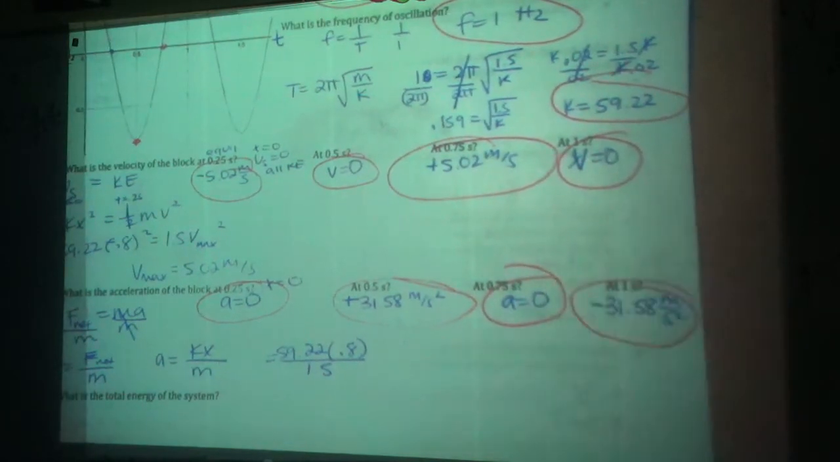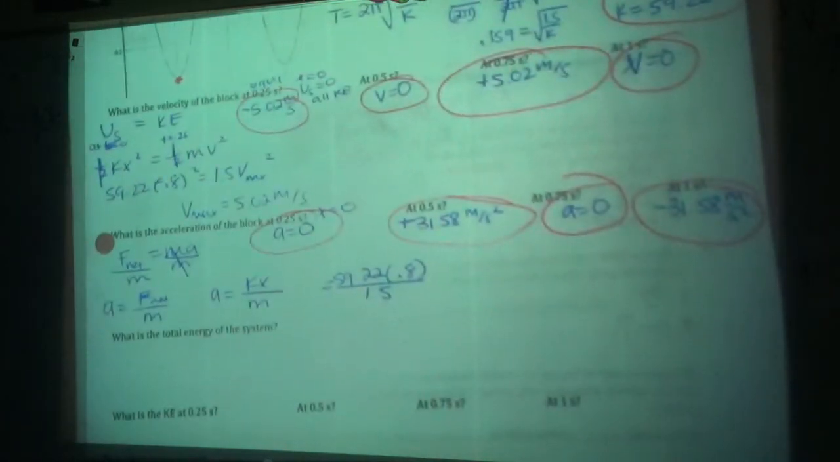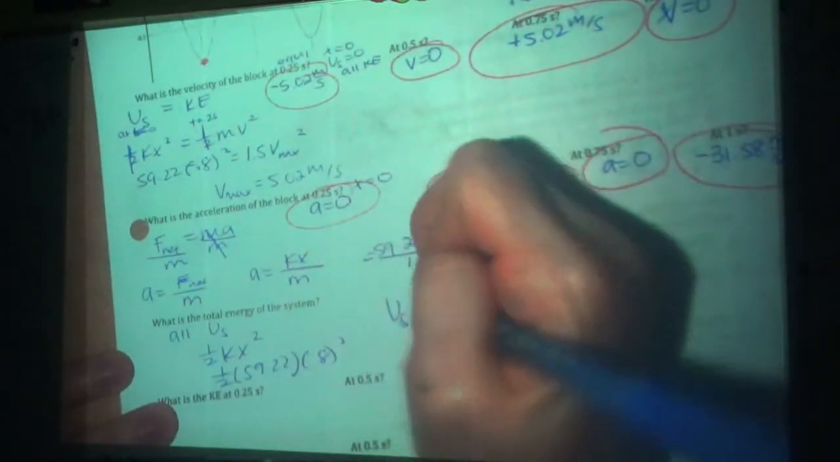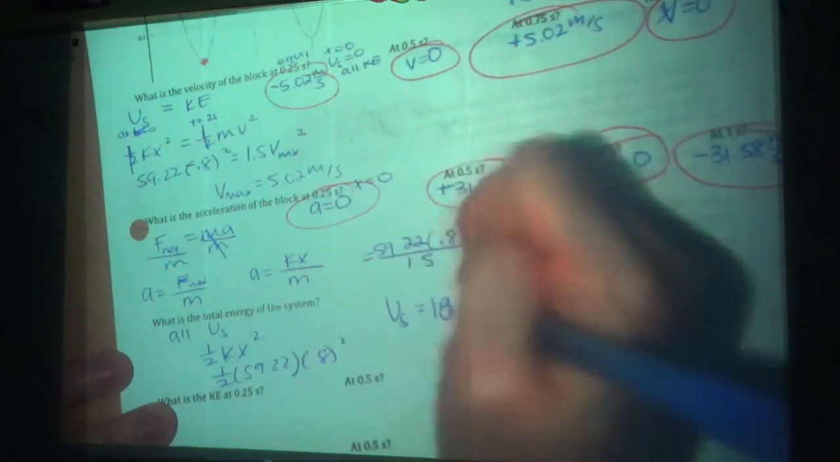Alright, the total energy in the system. I always think about total energy as, what is the energy it started with? So this was all potential energy at the beginning, 1/2 kx squared, and then my k, I know. And then the x at the beginning was 0.8. So that's going to give me my potential energy at the start is 18.9 joules.